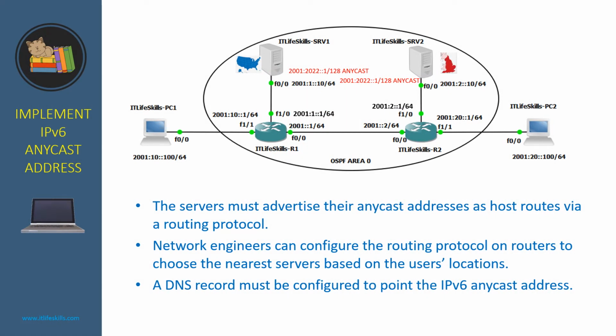Since the AnyCast address has the /128 prefix mask, it must be configured on a server, and the servers must advertise their AnyCast addresses as host routes via a routing protocol, which means the servers must be capable of handling a routing protocol to communicate with the routers. Network engineers then can configure the routing protocol on the routers to choose the nearest servers based on the users' locations. Finally, a DNS record must be configured to point to the IPv6 AnyCast address.